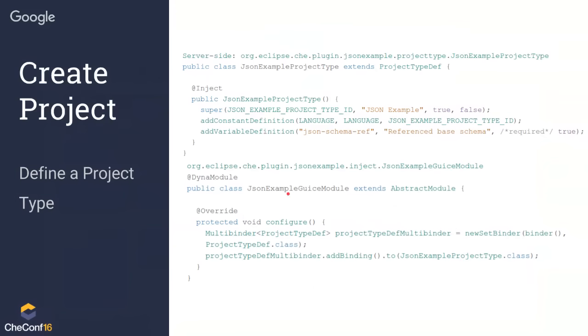And then we have to register this project type using standard Guice dependency injection. So we create a binder for the interface project type def. That's the interface defined by Che. And then we add a binding to our concrete implementation of that, which is the subclass that we provide over here. And just with this registration, the new project type would be picked up by Che. Let me show you the result in a running Che instance. So let me share that.